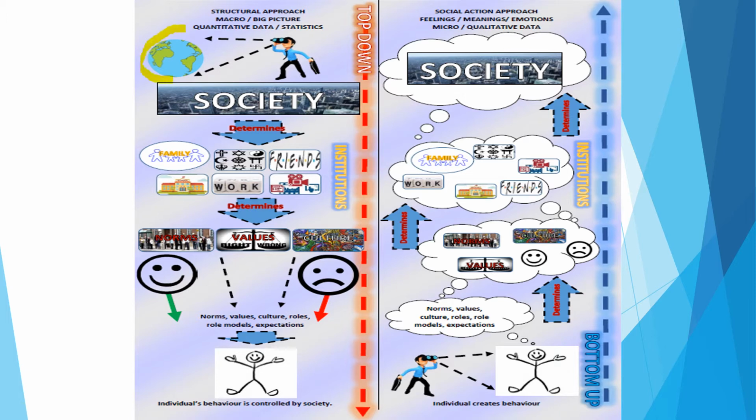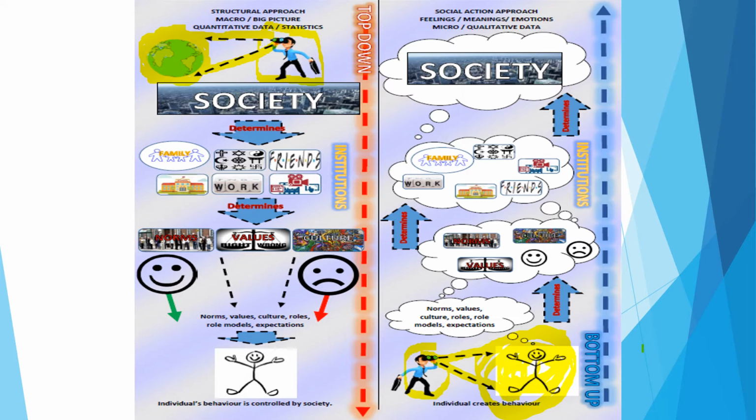So macro theories, as we see here on the left, look at the big picture. As you can see here, the sociologist is looking at the whole of society, every bit, from a big perspective. Whereas on the micro level, on this side, you've got the researcher looking at an individual, so very small scale. So macro being big, micro being small.